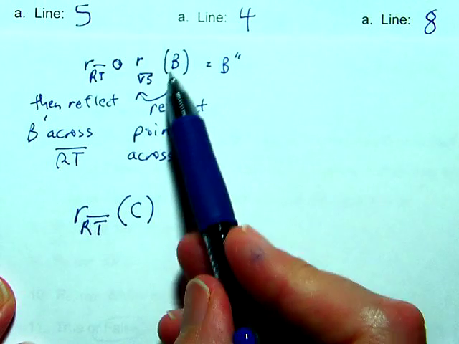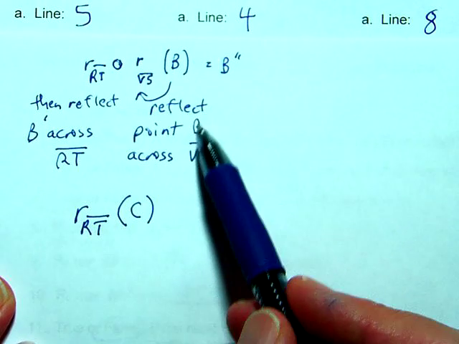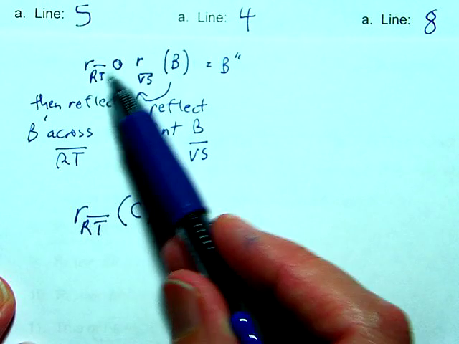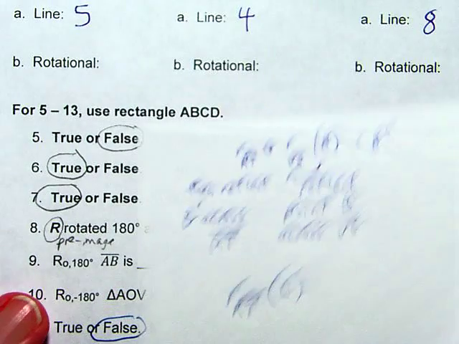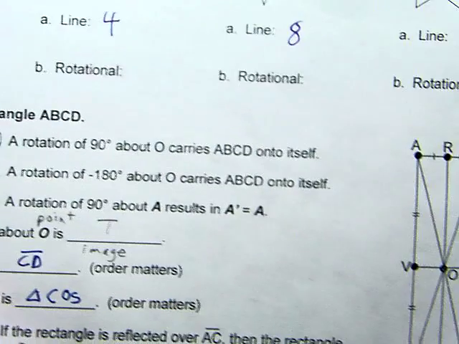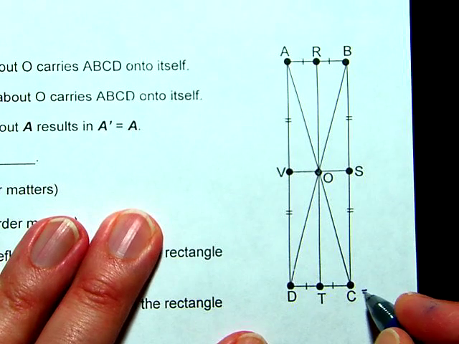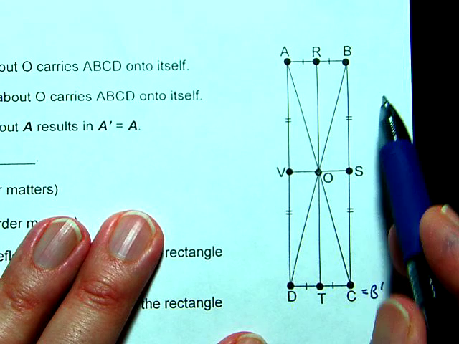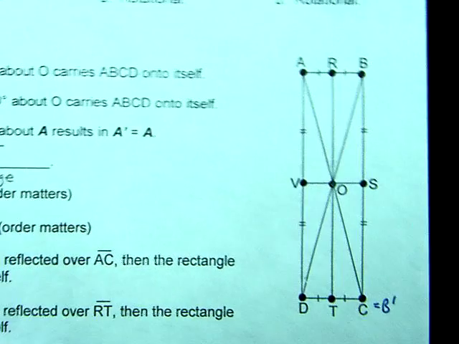Everything here on the right has become point C. We've already reflected point B across line segment VS, and it's now C. So the only thing we've got left to do is to reflect point C across RT. So let's start with our original drawing again. Let's locate point C, which we know is the same as B prime, because we reflected B across SV. But now we have to reflect C across RT.